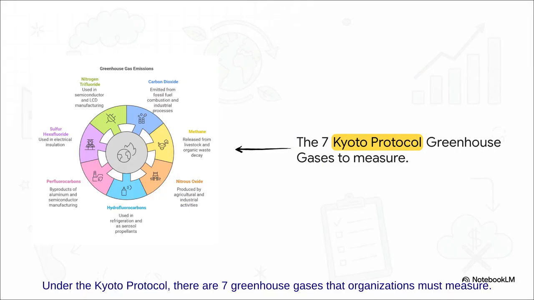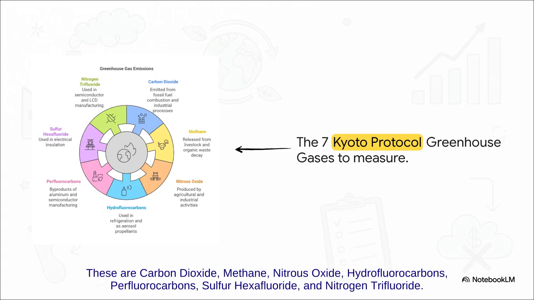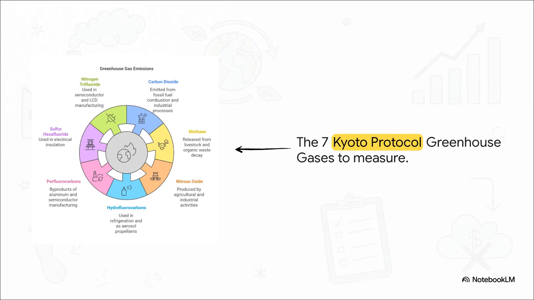Okay, so what exactly are we measuring here? Well, we're looking at the 7 specific greenhouse gases listed in the Kyoto Protocol that actually make up this footprint. We're talking about carbon dioxide, or CO2, methane, CH4, nitrous oxide, N2O, hydrofluorocarbons, HFCs, perfluorocarbons, PFCs, sulfur hexafluoride, SF6, and nitrogen trifluoride, NF3. That exact cocktail of gases is exactly what your organization needs to account for.